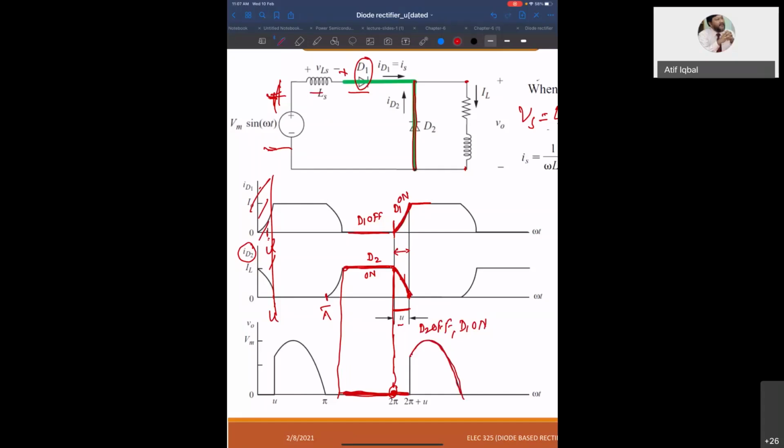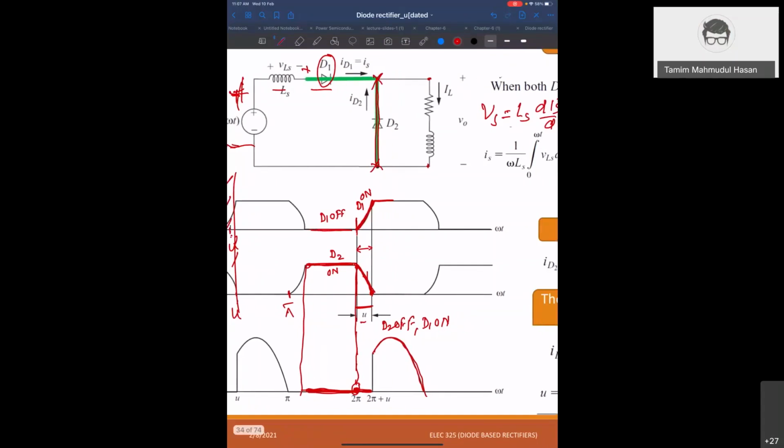At this moment, when D2 is on and D1 is also on, the whole voltage goes through the short path here, and thus this is a short circuit. So 0 voltage will appear across the load. Now we will analyze the circuit, to see how much voltage drop is taking place because of this problem.